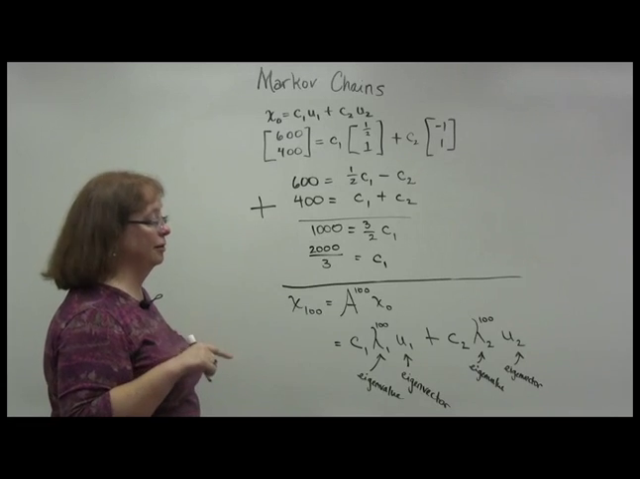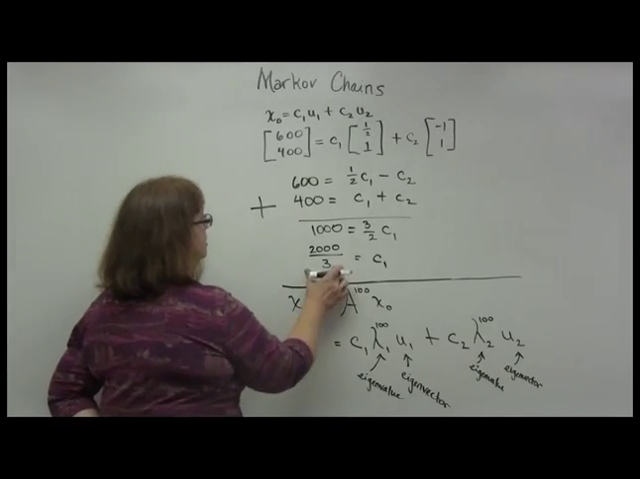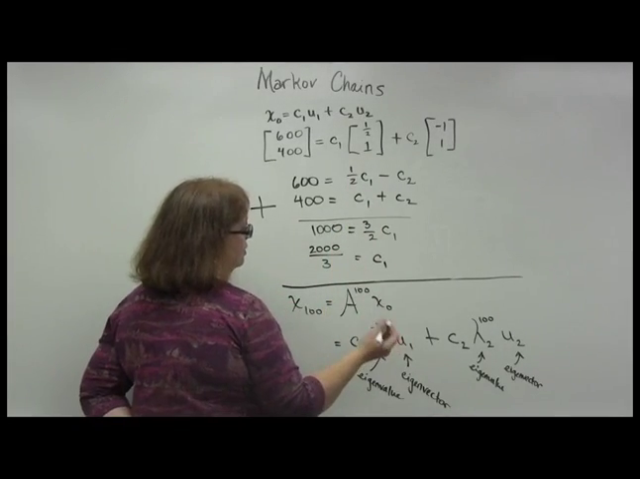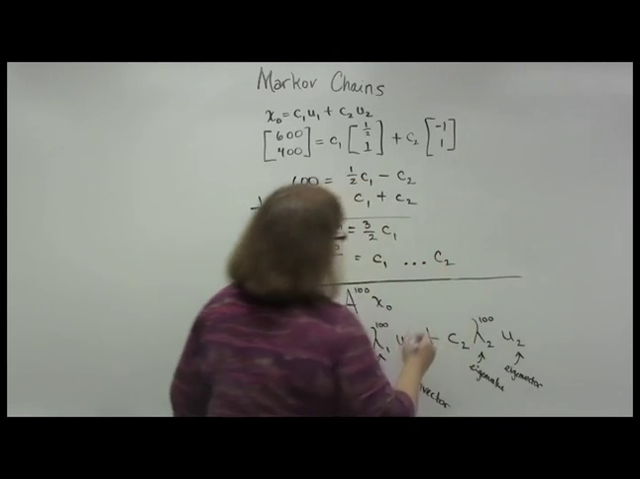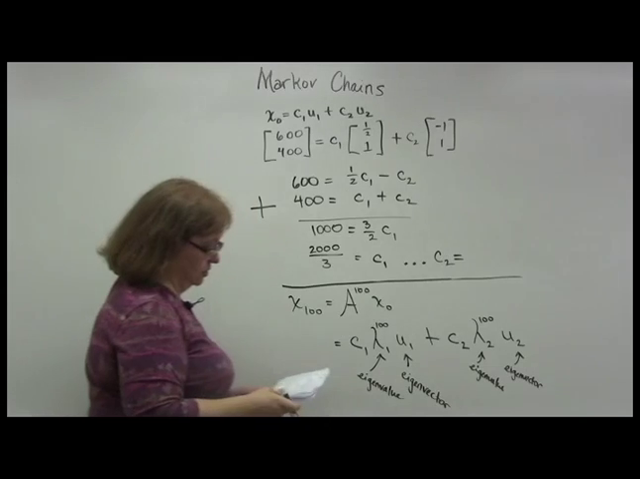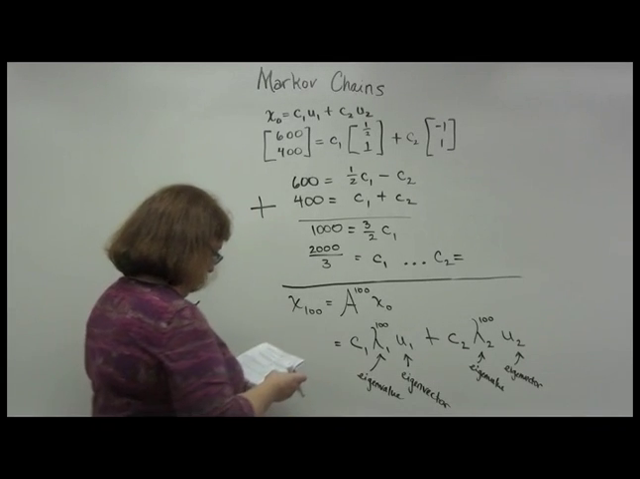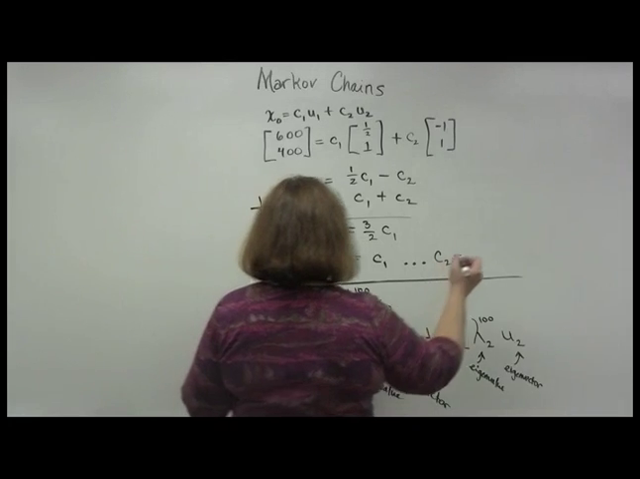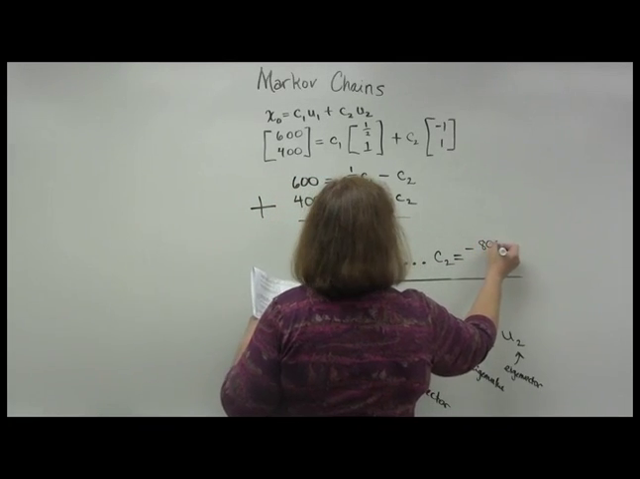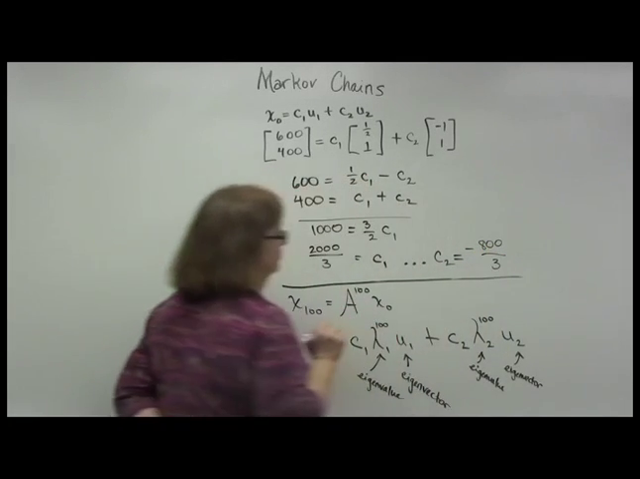I can then plug that number into either equation and solve for C2. I will get that C2 is negative 800 over 3.